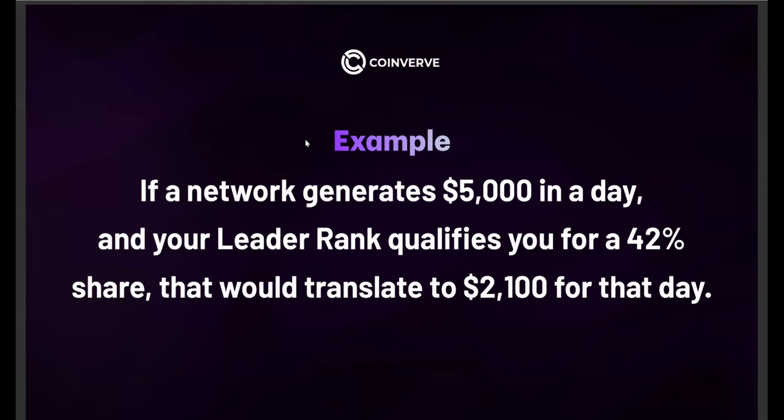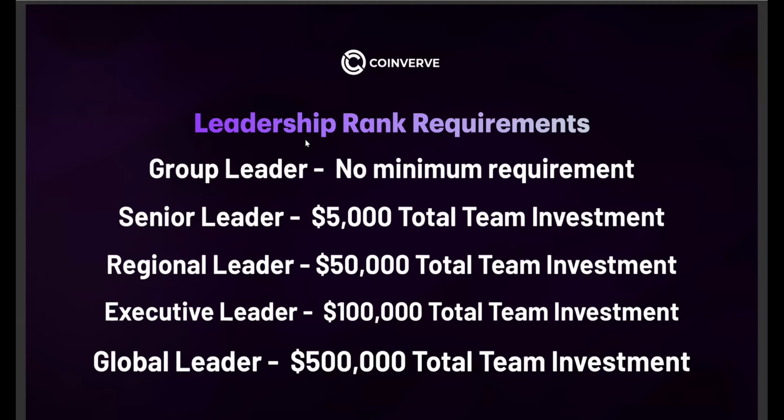Advancing through the Coinverve leadership ranks is determined by total team investment volume. It begins at group leader with no minimum requirements. To advance to senior leader, a total team investment volume of $5,000 is required. Regional leader requires $50,000, while executive leader requires $100,000 in total team investment volume. The highest rank, global leader, requires a total team investment volume of $500,000, representing advanced network growth and large-scale team performance within the Coinverve ecosystem.